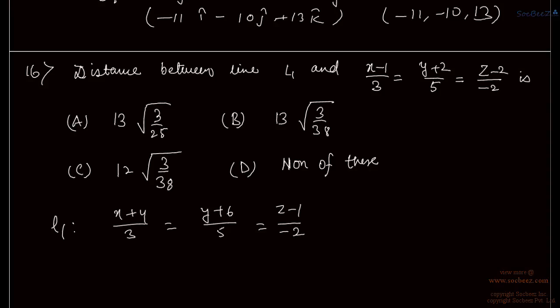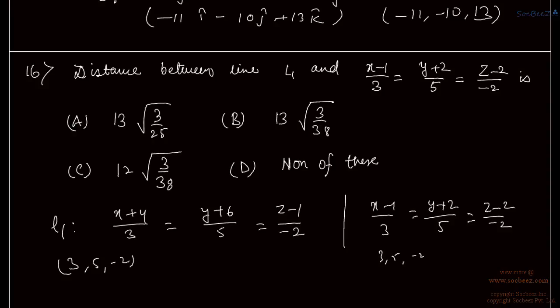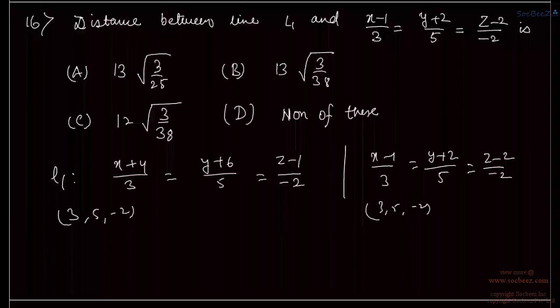And the equation of this given line from which we have to find the distance is x minus 1 upon 3, okay, is equal to y plus 2 upon 5 is equal to z minus 2 upon minus 2. So we see that the direction ratio of line L1 is 3, 5, minus 2, and this line's direction ratio is also 3, 5, minus 2. That means both lines are parallel. So we have to find the distance between these two parallel lines.